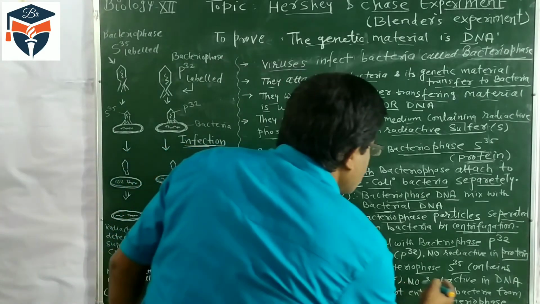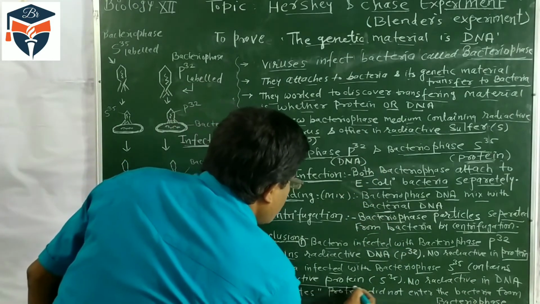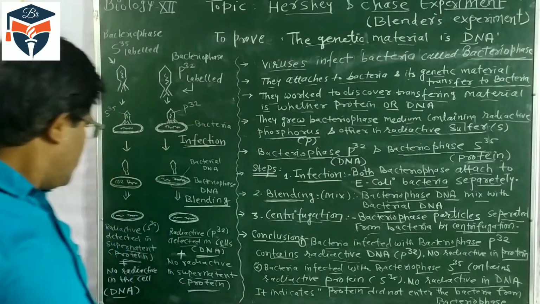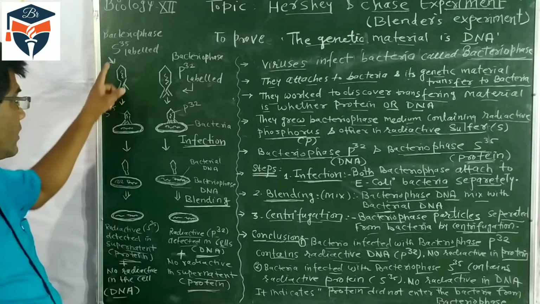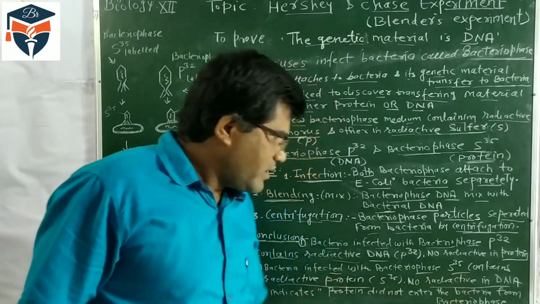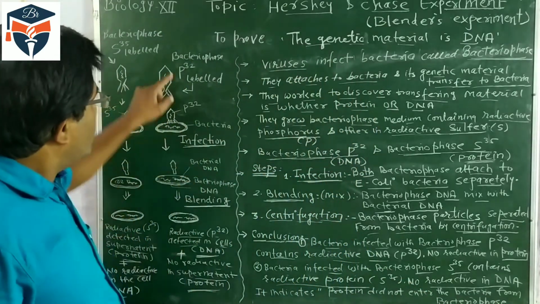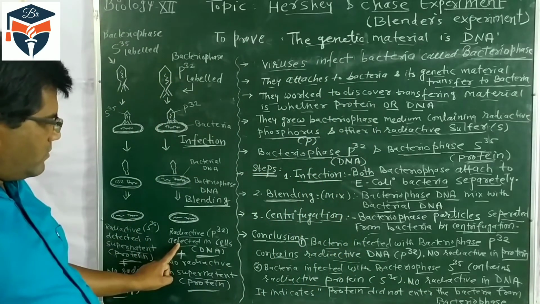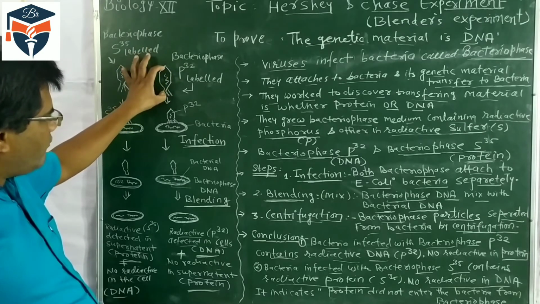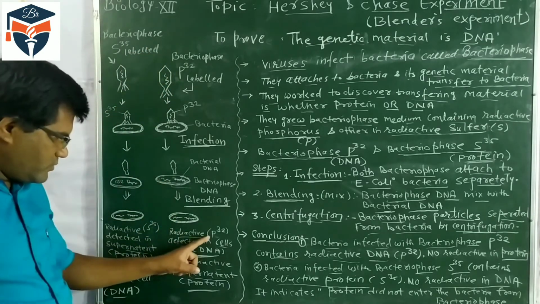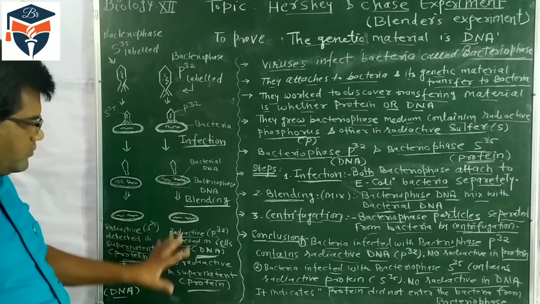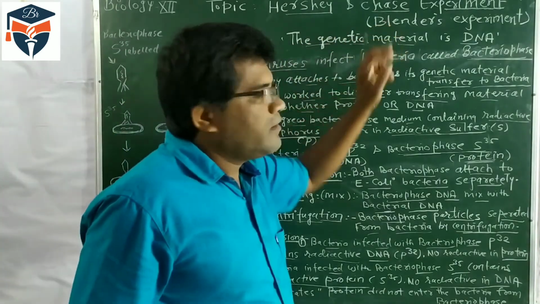So what happened in such cases? Radioactive protein is observed but no radioactivity in the DNA. It means in the DNA there was no sulfur. Sulfur was present only in the protein, and it indicates that the protein did not enter the bacteria from the bacteriophage. So only DNA is entered. Protein is not entered. Only DNA enters from the bacteriophage into the bacteria, because phosphorus is detected in the DNA. In this DNA there was no sulfur, so it's proved that DNA is the genetic material.